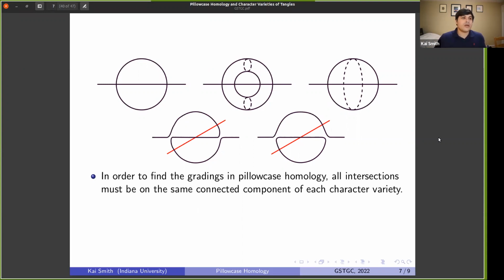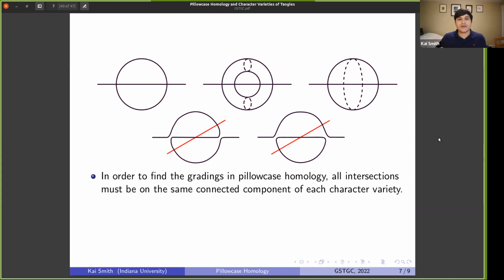So, to actually compute the gradings of your chain complex, you would really like for your character variety to be connected after you perturb it. In general, although computing pillowcase homology is significantly easier than computing singular instanton homology by hand, it's still pretty hard. There's not a combinatorial process to go from your tangle to a character variety to your homology. And so it's a lot of work if you have a tangle and a perturbation curve to actually figure out what the character variety is.